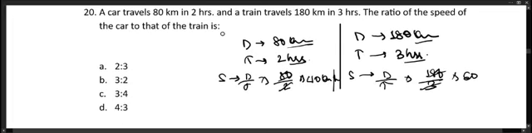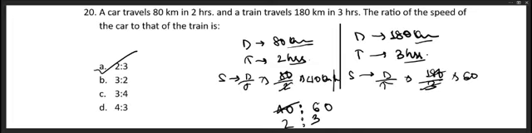So we have to find the ratio of the speed of the car, that is 40, and the speed of the train, that is 60. 20 into 2 is 40, and 20 into 3 is 60. 2:3 is the correct answer. Next question.